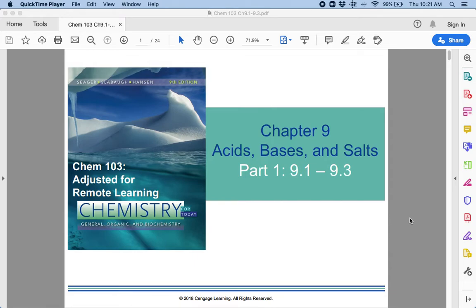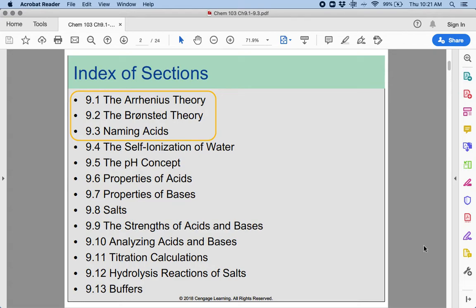through sections 9.1 through 9.3. In these sections, we're going to talk about two different kinds of acid-base theories, as well as how to name acids.